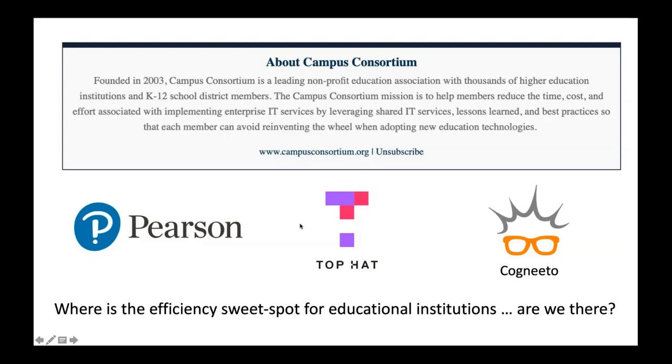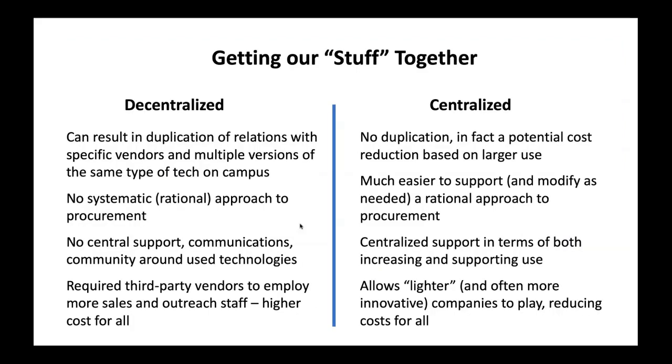But with that in mind, what I want to suggest is an important step is getting our stuff together, centralizing the purchase. So this goes a little bit with the procurement and being rational, but it's a little different too. A lot of places have a decentralized system. We've been told this many times: talk to all of the department chairs. They all have budgets. We don't have a central budget. So you have to go and talk to all these chairs.